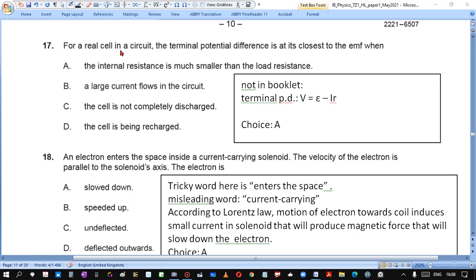Question 17. For a real cell in a circuit, the terminal potential difference is closest to the EMF when, so not in a blue circuit, terminal potential difference equals EMF minus current times internal resistance. So internal resistance should be very small, much smaller, to have terminal potential difference closest to the EMF. So choice A is the best answer. Internal resistance is much smaller than the load resistance.